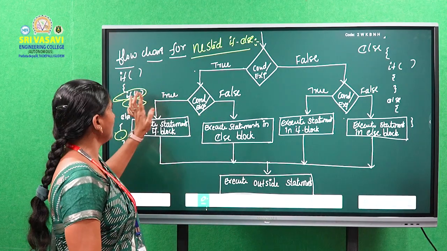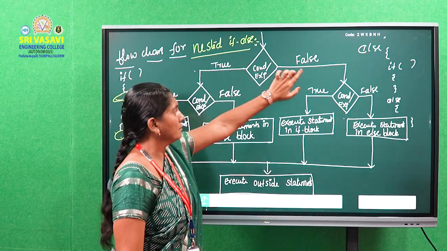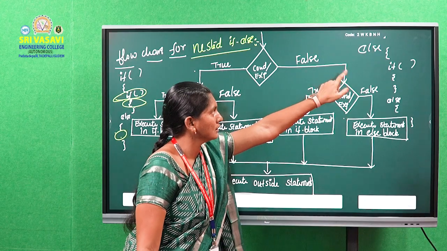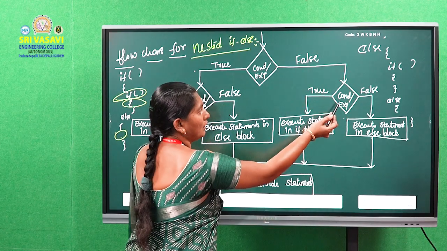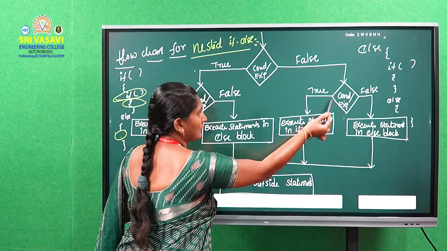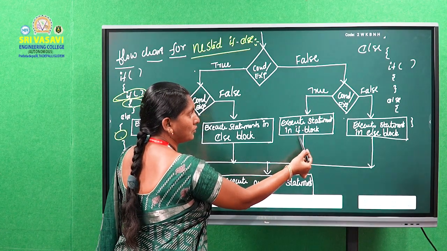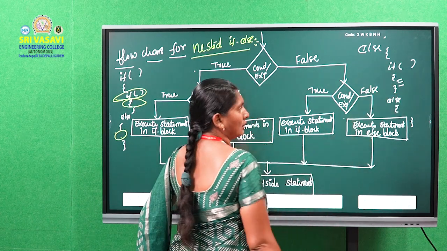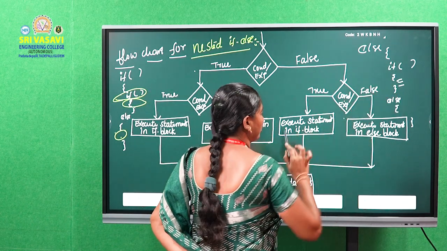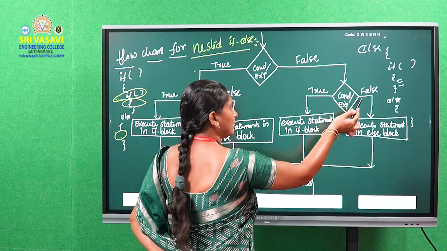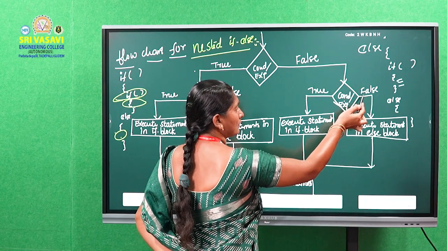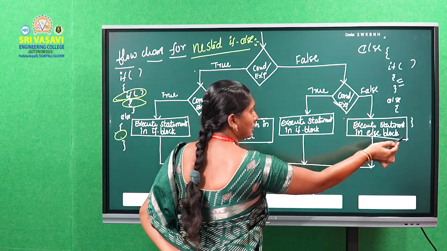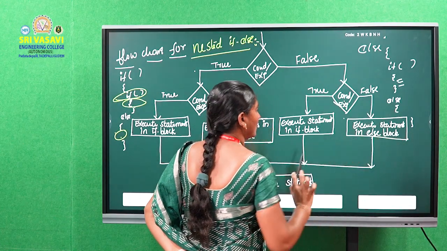So if the first condition itself fails, we will enter into this else. There we are having one more condition, so we are checking that condition. If the condition is true, we will execute the statements here, that means the ones in the if. If this second condition also fails, the compiler will execute the statements in the inner else.